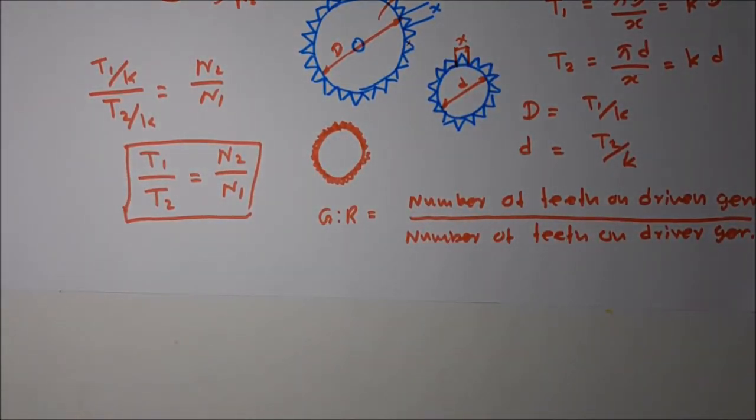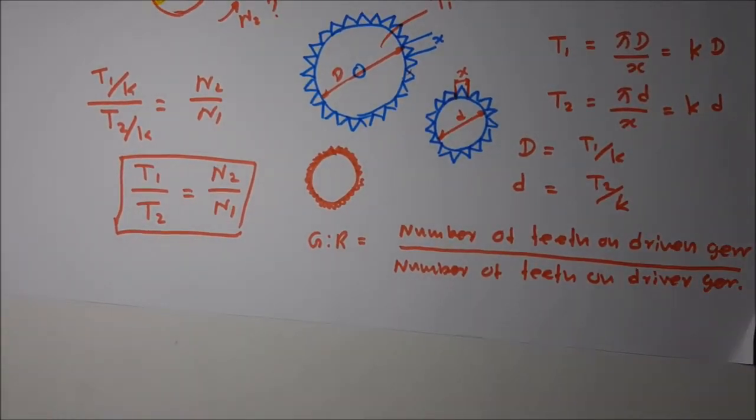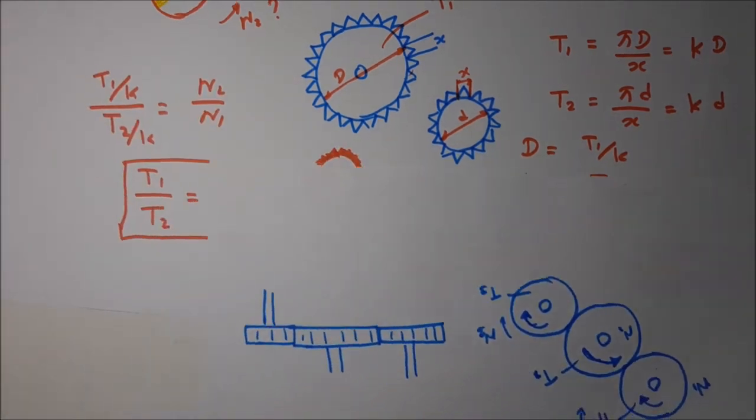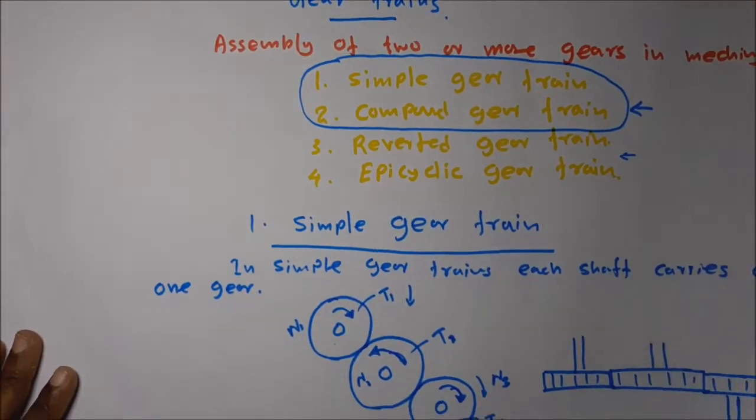I think you all got the basic idea of this speed ratio between the two meshing gear wheels. Let's move to our previous topic. We are discussing the simple gear train.